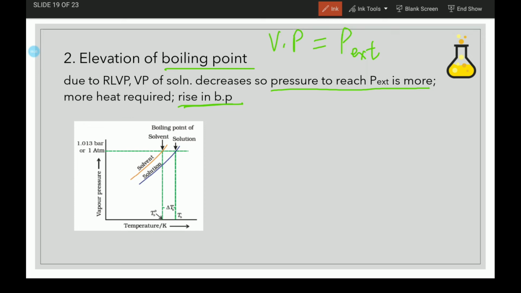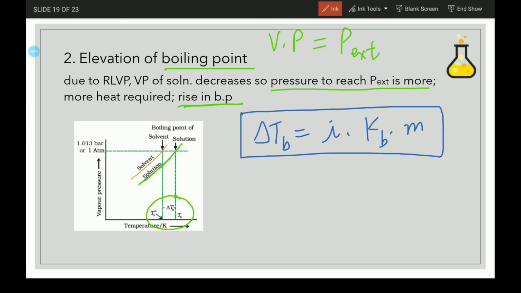Look at this graph. The vapor pressure of the solution is quite less than that of the solvent. This extra heat is what is seen in the form of elevation of boiling point. Let us understand the equation. Delta Tb is equal to i times Kb times small m.